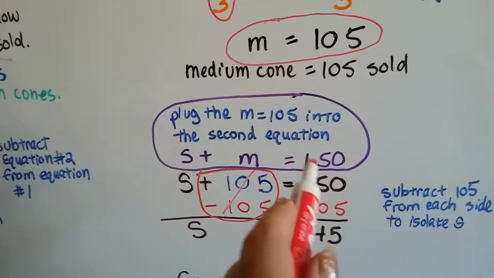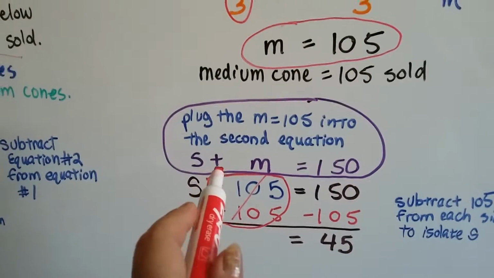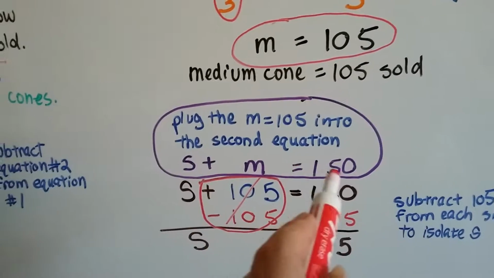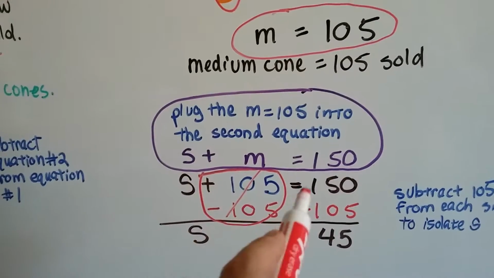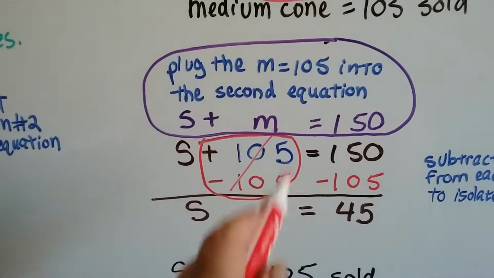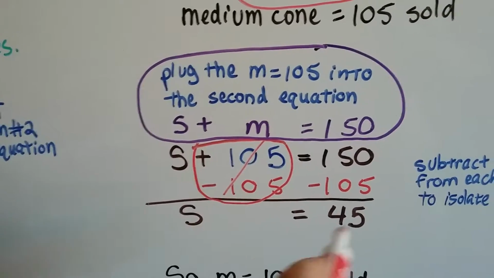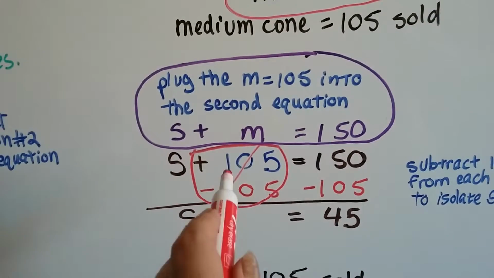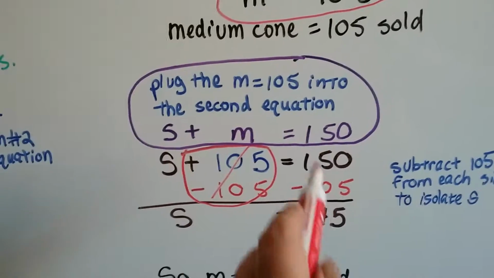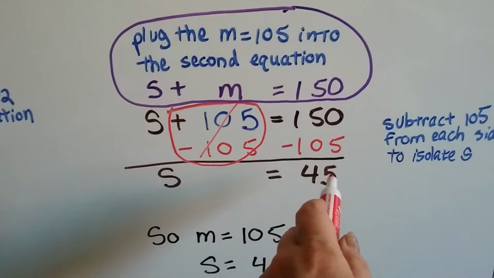If we know 150 were sold and M was 105, we could just subtract, couldn't we? So we put the 105 in the place of the M. S plus M equals 150. We now have S plus 105 equals 150. So to get rid of the 105 and get the S, the variable, by itself, we subtract 105 from each side of the equal sign. This creates a zero pair. 105 minus 105 is 0. And 150 minus 105 is 45. And now we know S equals 45.